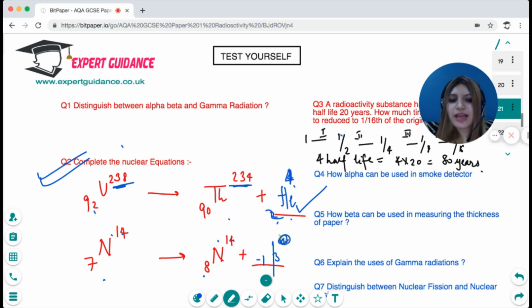So the particle will have 0 at the top. And it is 7 and 8, so we have to do -1. So it's a beta particle. All right, so I hope number 2 is clear to you.